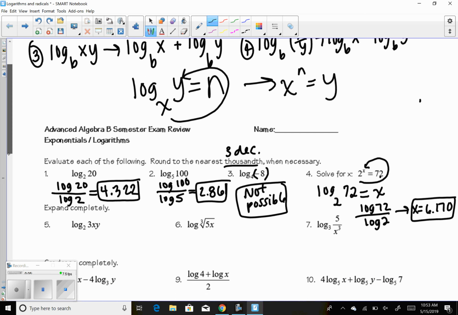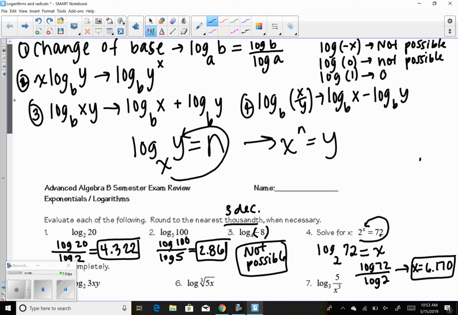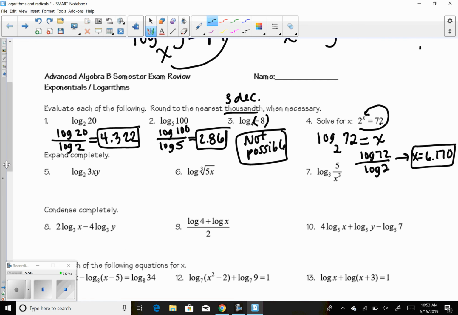Okay. All right, so numbers 5, 6, and 7 expand. So when you expand, you get bigger, right? So if you look, this says log base 2 of 3 times x times y. Going back up here, with multiplication, we bust up multiplication using addition. If I have one logarithm, when I expand, I need more than one log. So I have 3 things being multiplied, so I'm going to end up with 3 logarithms when I bust this up. Log base 2 goes with all of them.